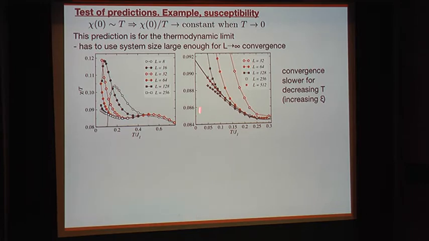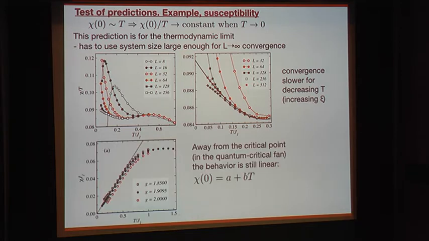So this plot here is just zooming in on this behavior. What you expect from those Chakravarty-Halperin-Nelson arguments is that chi over t should go to a constant, and you see that it does, but there are some important corrections as well. So if we just plot the susceptibility as a function of t, you see this linear behavior.